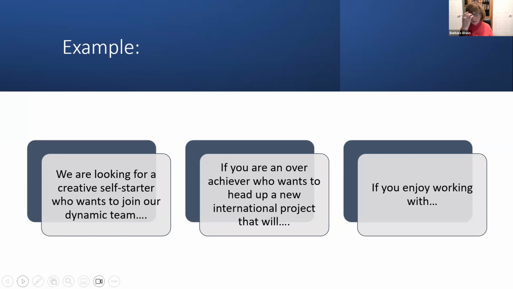And if you're posting jobs, think about creative titles. Even something as simple as a receptionist could be called a director of first impressions. I mean, if you want an out of the box thinker, you can't have boring in the box titles. I know people search for keywords, but they're also looking for something that's going to excite them.